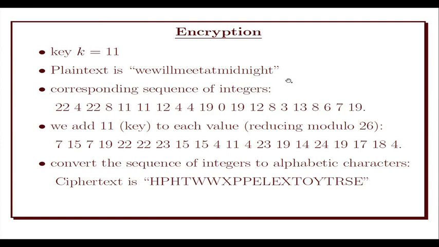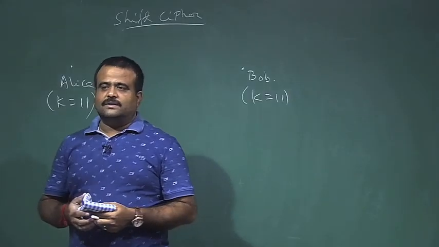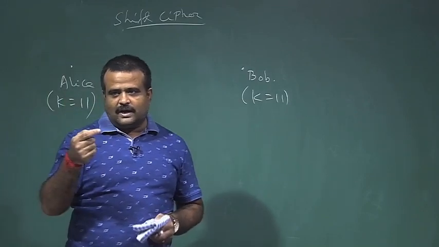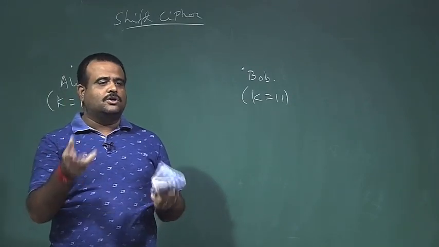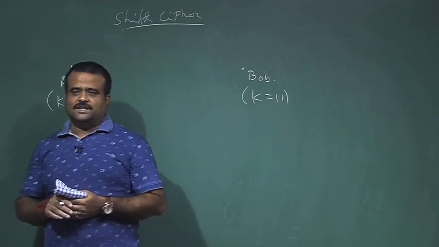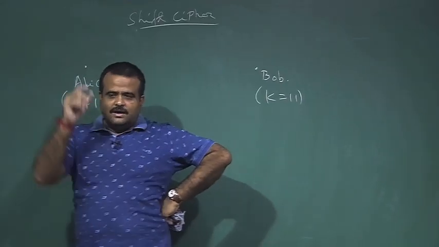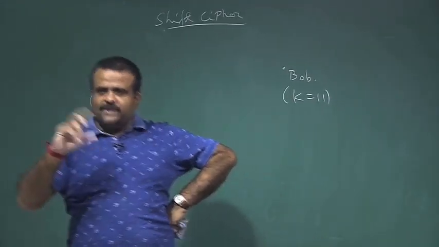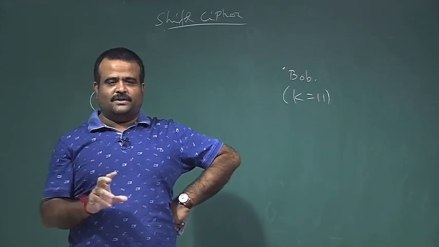So, what will Alice do? Alice will convert it into the corresponding numbers from Z26, because for encryption we need to do the addition. We cannot do the addition on the alphabet, but shifting we can do. So, this is basically letter shifting.